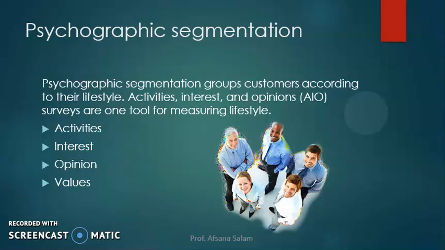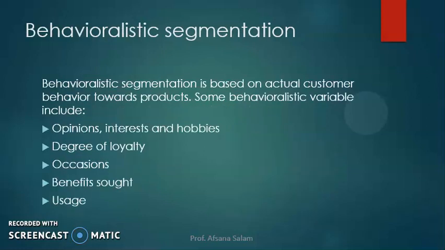So if you are a sportsman, your requirement will be different. If you are interested in singing, dancing, your requirement changes. So it depends on your interest, opinion and all. So next is behavioralistic segmentation. First is your opinion, interest, hobbies, degree of loyalty, occupations, benefits sought and usage.